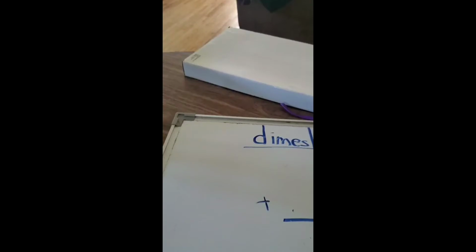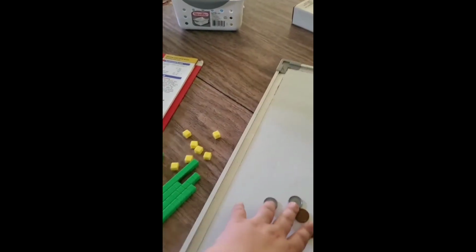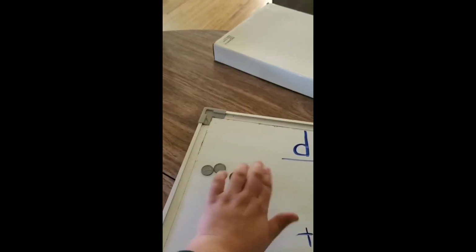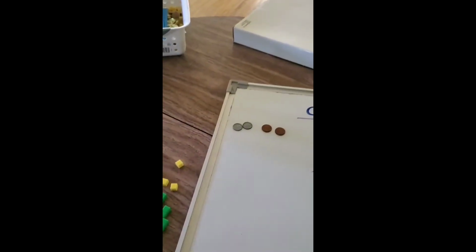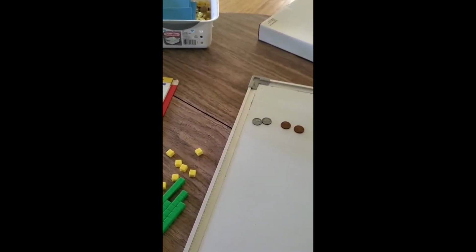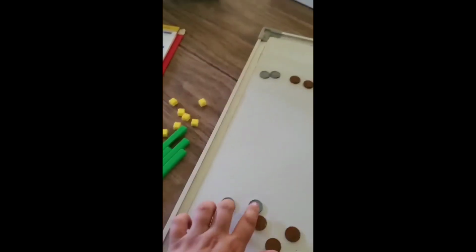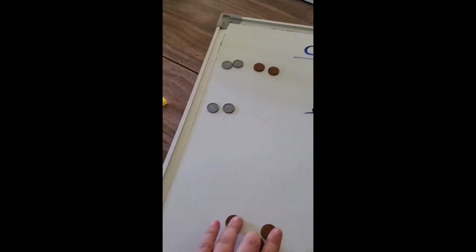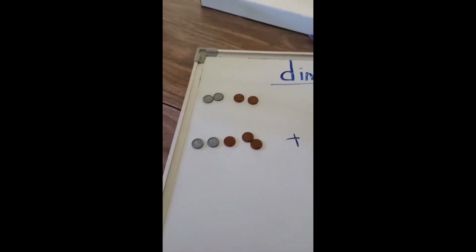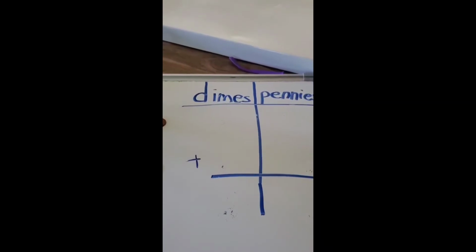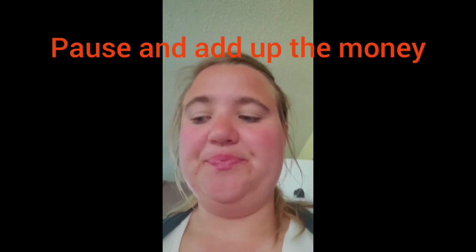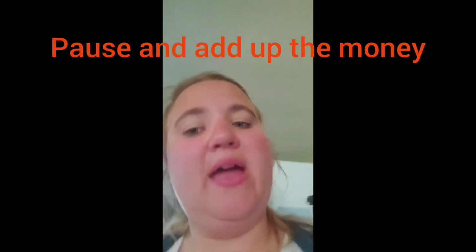Now I'm going to give you one to try. And I want you to write it exactly how I did on your piece of paper. Okay? I would like you to have 2 dimes and 2 pennies. And then two dimes and 3 pennies. So add them up. Pause this video, add those up exactly how I showed you, and then come back on and we'll do it together.